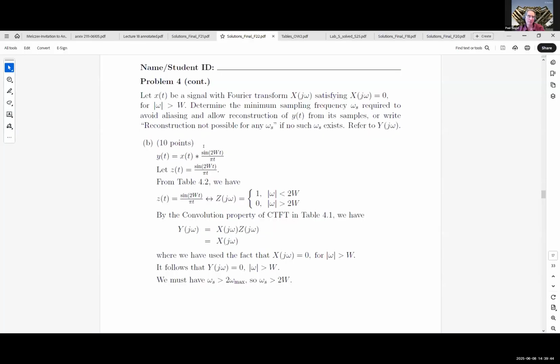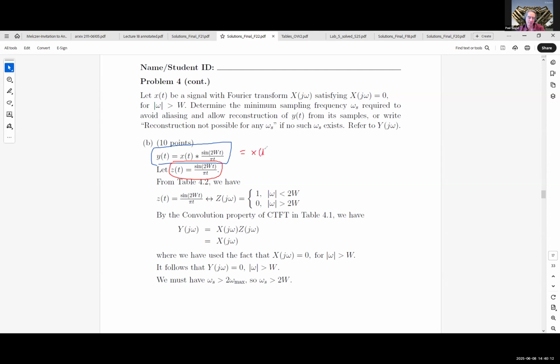So the z of t was just the name that was given to a signal for convenience. We took our original x of t and convolved it with something. The something was a sinc function, sine of 2W t divided by pi t. I just gave a name to that so that we could more easily talk about it. I called that z of t, so that y of t became x of t convolved with z of t.